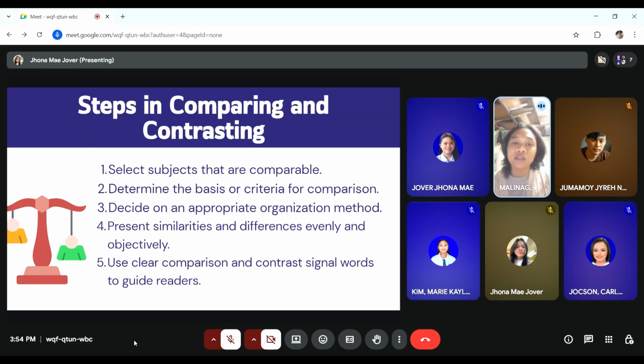And the last step is to use clear comparison and contrast signal words to guide readers. Words like similarly, on the other hand, while, and unlike act as guide words. They help the readers follow whether you are showing a similarity or a difference.